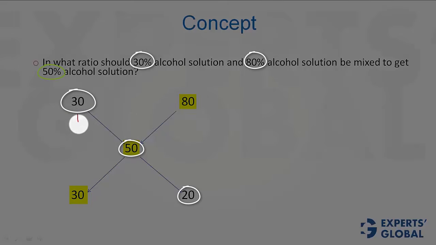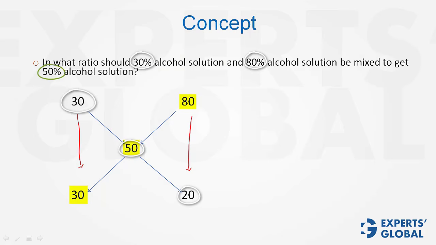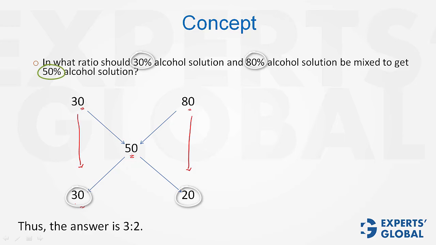This value here represents the quantity for this respective quality, and this value represents the quantity for this respective quality. Intuitively, as well, you can see that 50, the result, is closer to 30, and therefore the quantity of this quality must be higher than the quantity of this quality. So the answer turns out to be, very simply, 30:20, or 3:2.